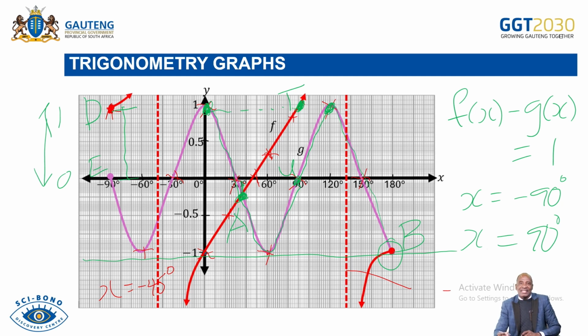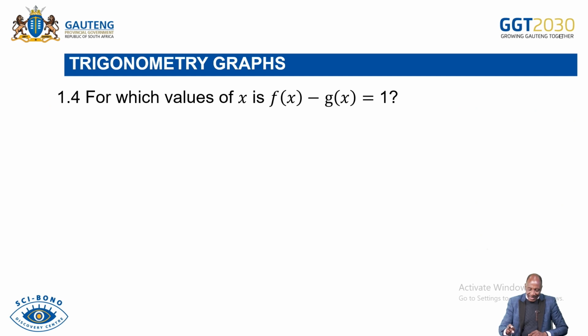Again, at positive 90 degrees, we see our f is at 1 and our g again is at 0, which is our distance TU. This vertical distance TU down there, this is our TU. That distance there is exactly 1 unit. That distance there is also 1 unit. So those are the two positions where the difference between those two graphs is 1. Okay. Right, let's move on.